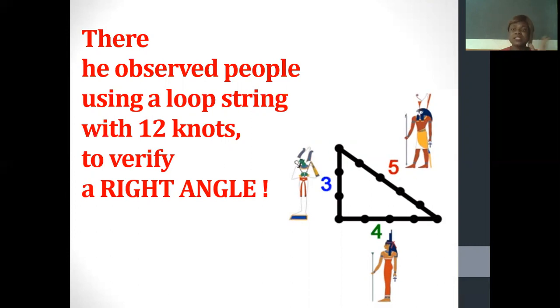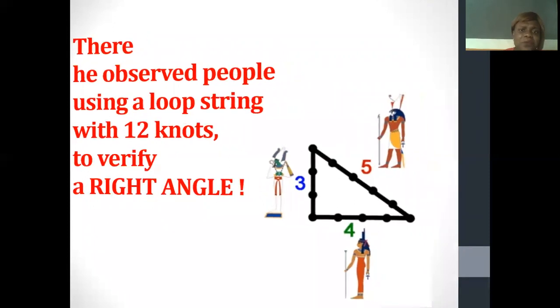On one side it had 3 knots, on another side it had 4 knots, and on the longest side it had 5 knots. They were using that string to show that this forms a right triangle, or a right angle in that triangle. After he saw that, he was inspired.